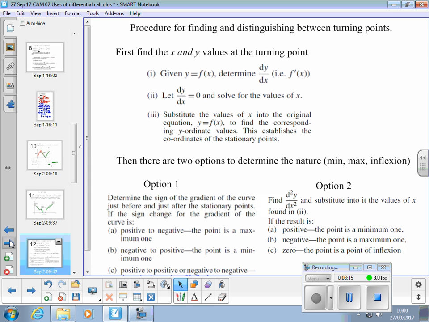So, procedure for distinguishing between turning points. First, find the x and y values at the turning point. Given that we've got a function for y, we determine the first differential. And then we let that differential equal 0, because we're looking for the values of x and y when it is 0, and solve for values of x. There may be one turning point, of course, might be 2 or 3, might be more.